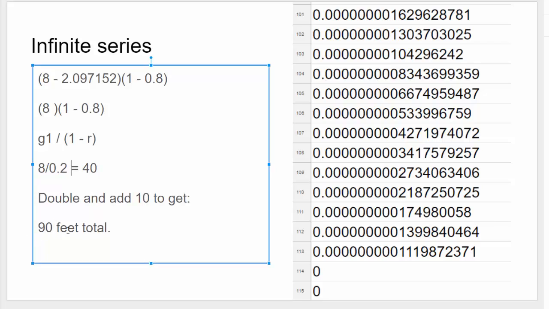And it's an interesting conclusion that the ball that continues to bounce and continues to bounce, always at 80%, and will bounce into infinity, still has a finite total distance that's covered of 90 feet.